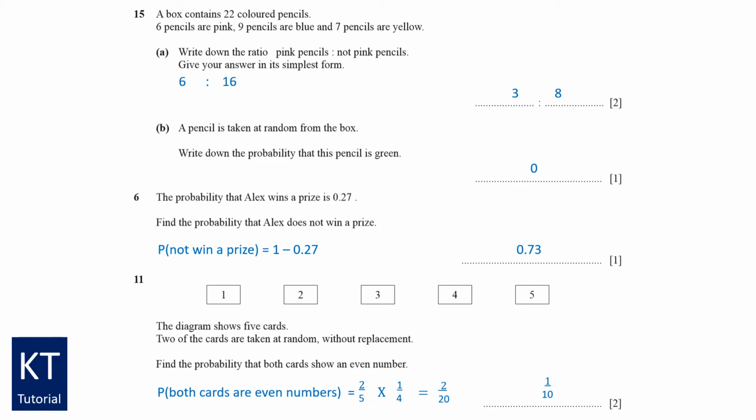In such an event, we start off with 5 cards. At this point, the probability of getting an even number is 2 over 5. Having picked the first card being an even number, we're left with 4 cards. From here, the probability of getting an even number has now become 1 over 4. Therefore, the probability of both cards showing an even number is the product of 2 over 5 and 1 over 4, which equates to 1 over 10.